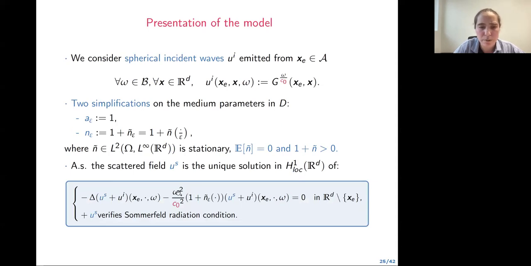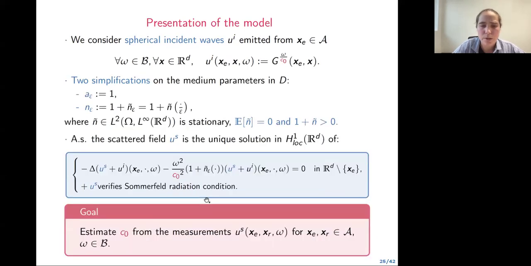With this, we can rewrite the problem verified by the scattered field as such. It's the same as before, but here the contrast is just k squared, so omega squared over C naught, and 1 plus N tilde, where the expectation of N tilde is 0. What we want is to estimate C naught, which is the effective speed of sound in our medium, from the measurement of US, for each incident wave emitted at XE, for each measured field at XR, and for all frequency omega in our bandwidth.